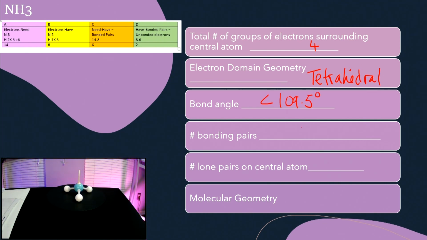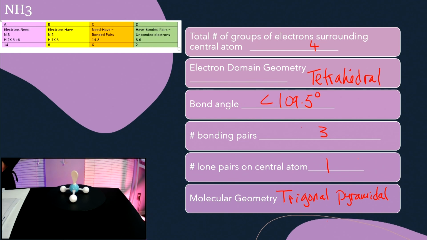Again, that lone pair is causing those hydrogens to be pushed away because it has a greater power. So the bond angles between the hydrogens will be less. The bonding pairs are 3. The lone pairs are 1. So its molecular geometry is trigonal pyramidal. So that is a molecule of NH3.